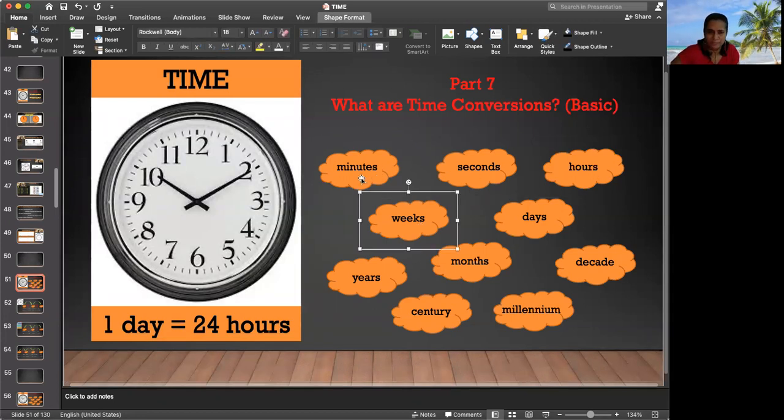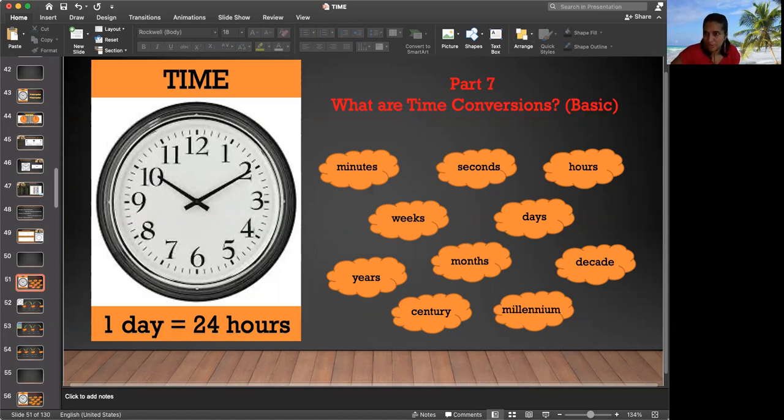Now, I'm sure you would have heard terms like minutes, seconds, hours, weeks, days, years, months, decades, century, and even millennium. Some of you may not have heard of these words; some of you may be familiar. But today we are going to look at all these units of time, and we are going to see how they are linked up with each other.